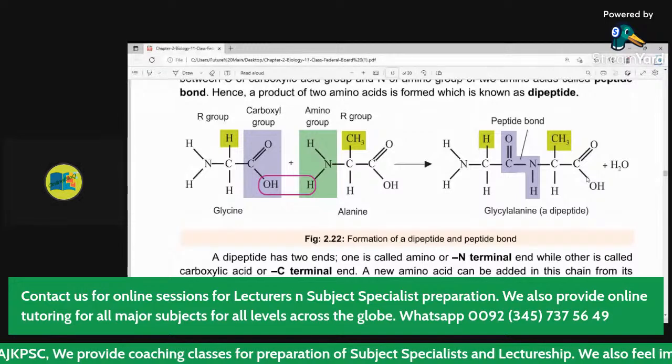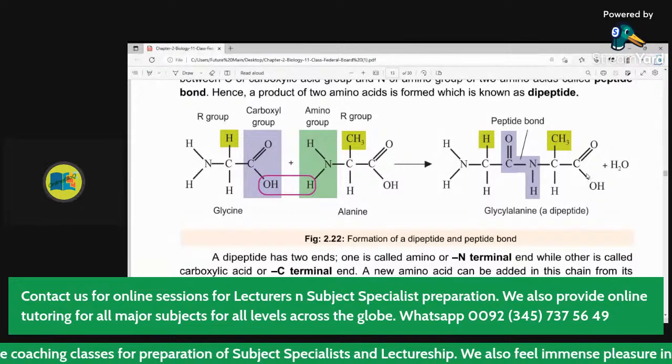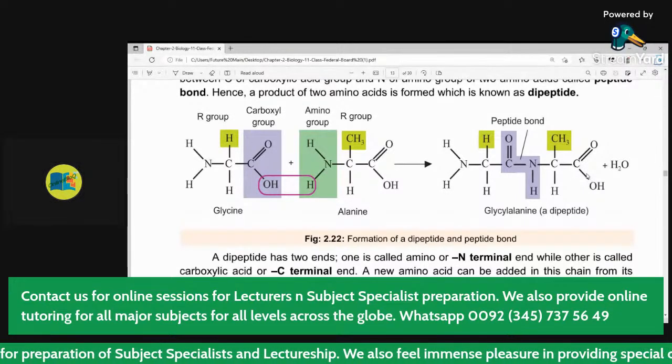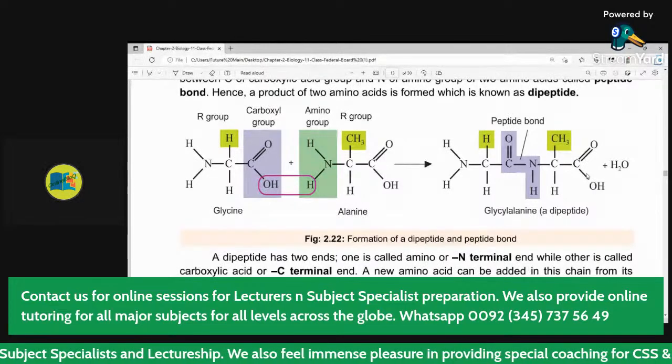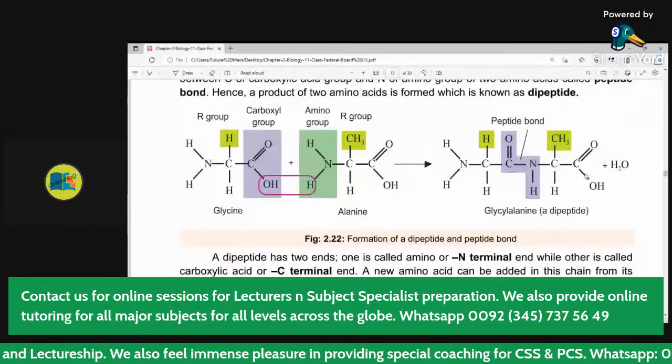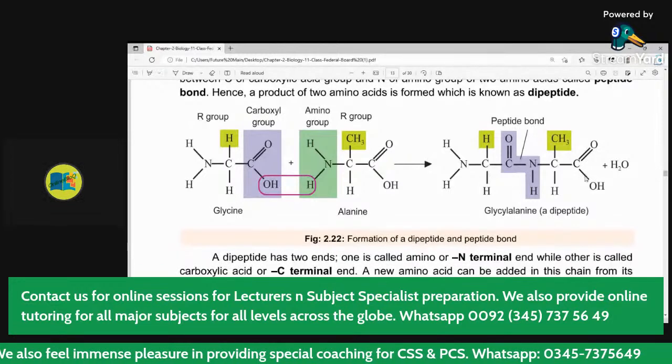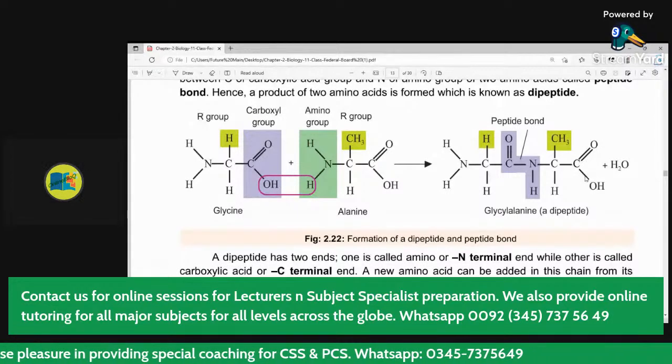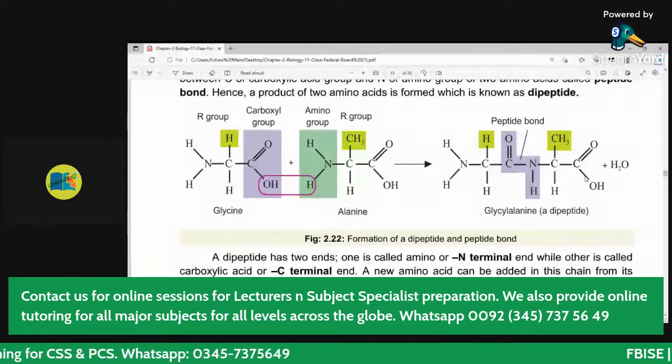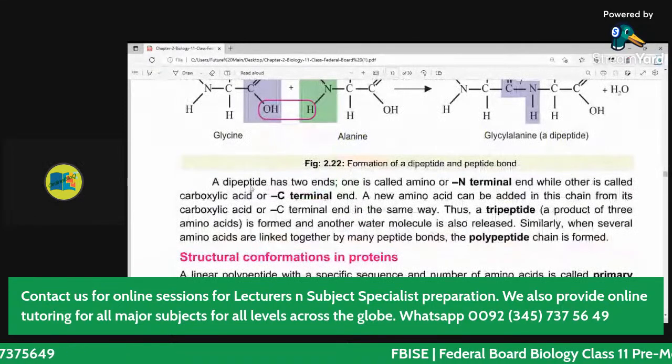So again, both groups are available for further chemical reactions, to link more amino acids and form tripeptides, tetrapeptides, polypeptides, and proteins. So our dipeptide has two ends. Here we see that our dipeptide has two ends.